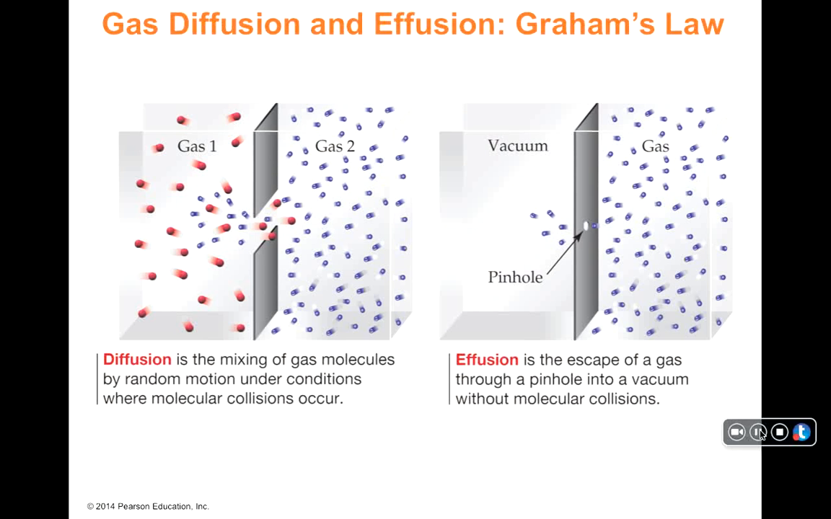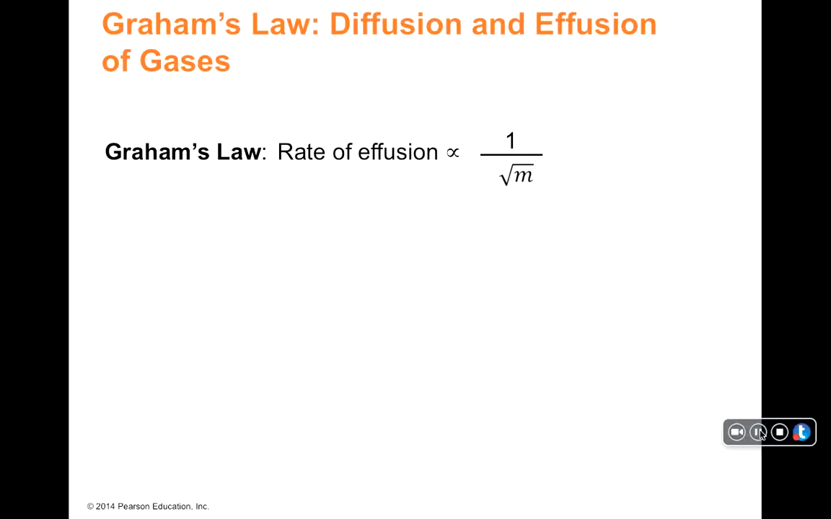Effusion is the escape of a gas through a pinhole into a vacuum without molecular collisions, and this is what we can actually measure. This is the speed that I was talking about, which is equivalent to 1 over the square root of the molecular weight of the gas. So it's one way to measure the speed of a gas, so that's why we use this rate of effusion in order to compare speeds of gases relative to each other. We use this relationship. So again, it's fairly simple. The rate is proportional to 1 over the square root of the molecular weight.